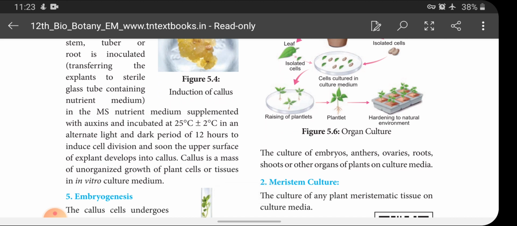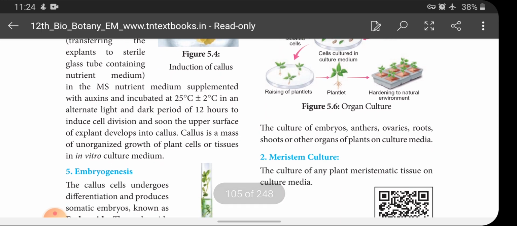Auxin is a hormone which is necessary for the induction of what? Cell division. The temperature is also adjusted to 25 degrees Celsius plus or minus 2 degrees Celsius in an alternate light and dark period of 12 hours to induce cell division, and soon the upper surface of the explant develops into callus. What is callus? Callus is a mass of unorganized growth of plant cells or tissues in in vitro culture medium. This is the definition of callus.